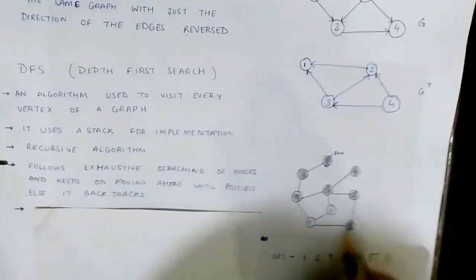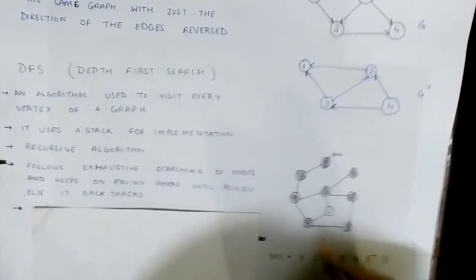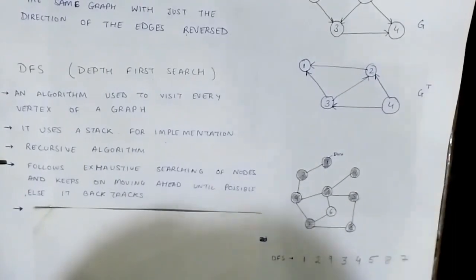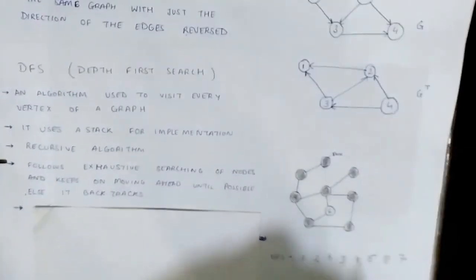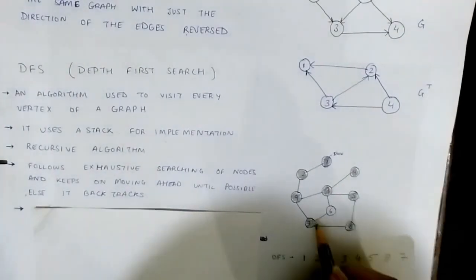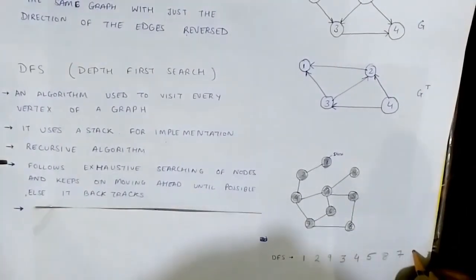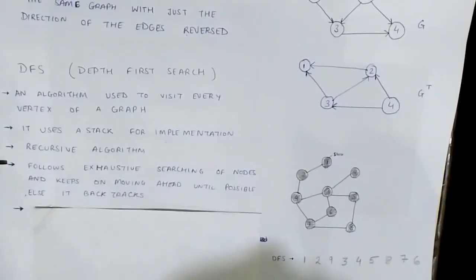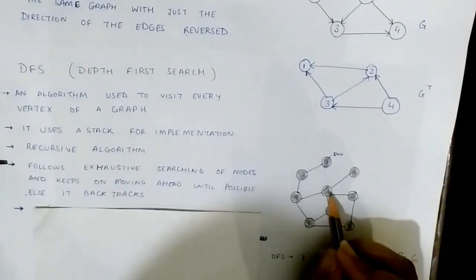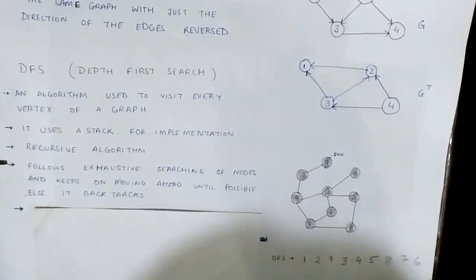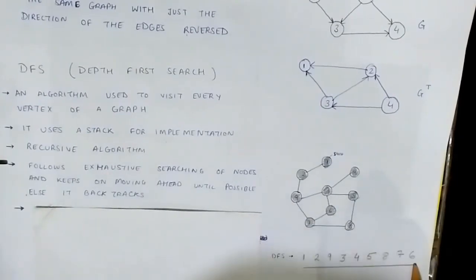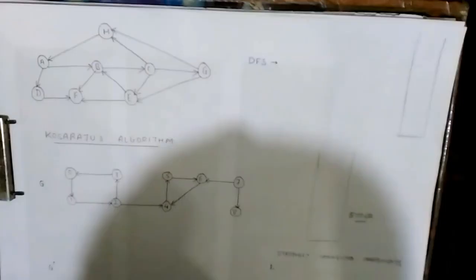From 8 we can go to 7. We take 7. From 7 the only unvisited vertex left is 6. We go to 6 here. Now there are no other unvisited vertices left. So this would be the DFS traversal of this graph.